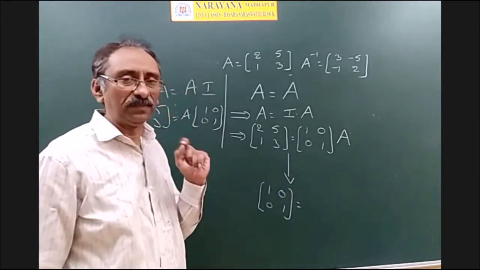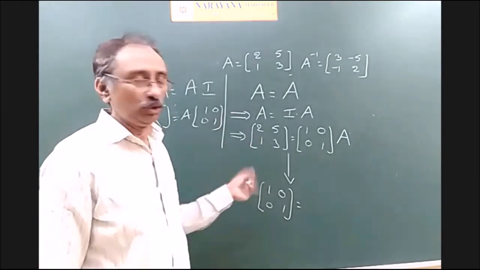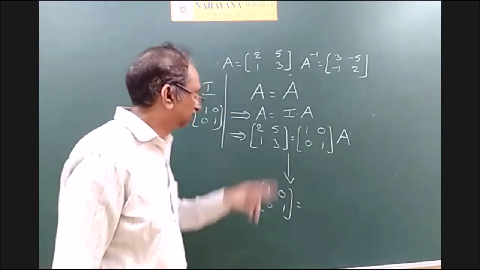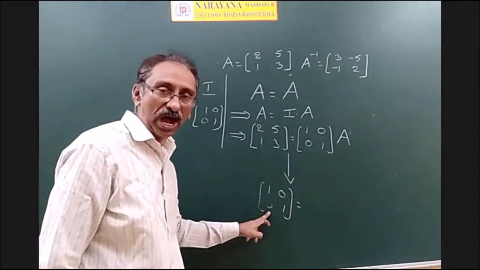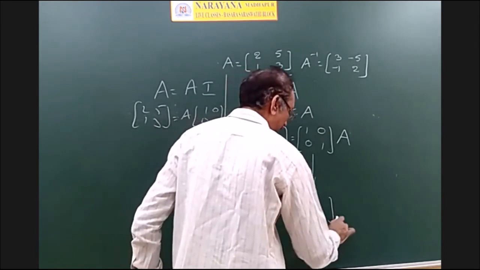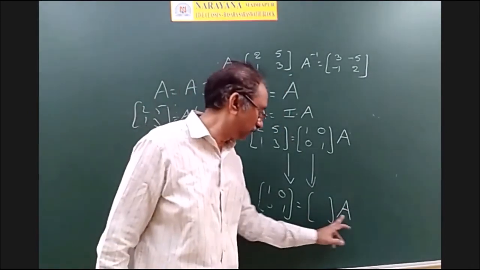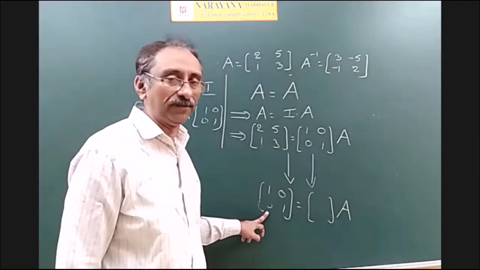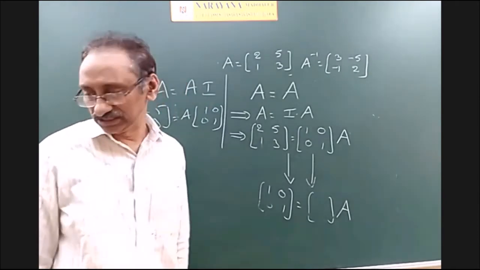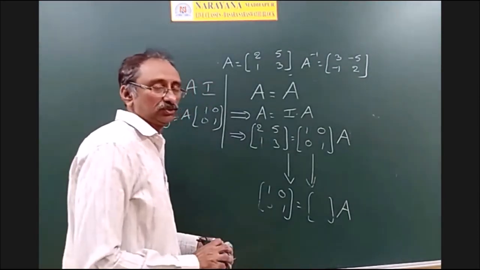Whatever row operation you apply on this matrix, you should apply that same operation on this matrix also. Therefore, when this changes to I, this also changes to some matrix into A. And see, the problem is over. So A into B or B into A is equal to I means this must be the inverse of A.